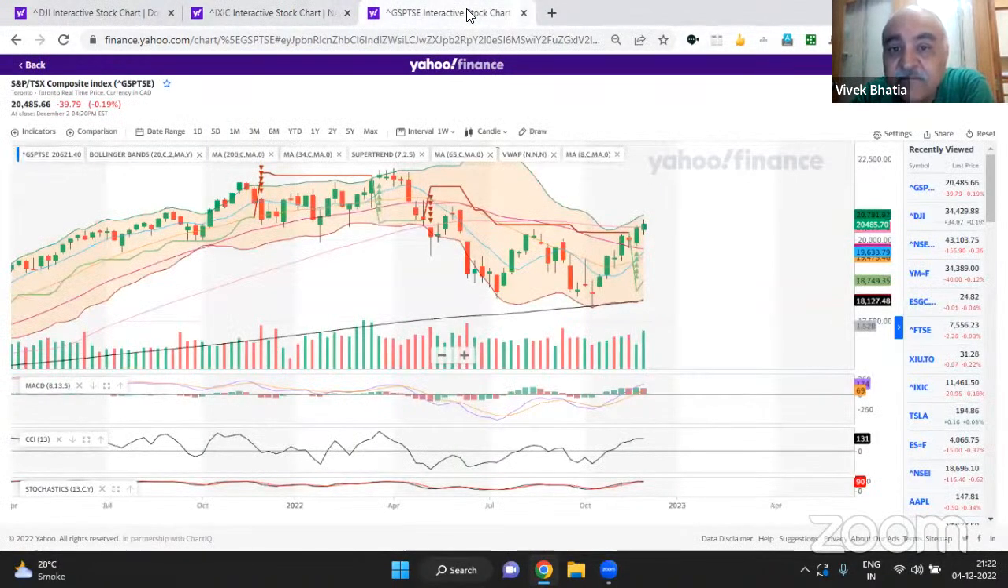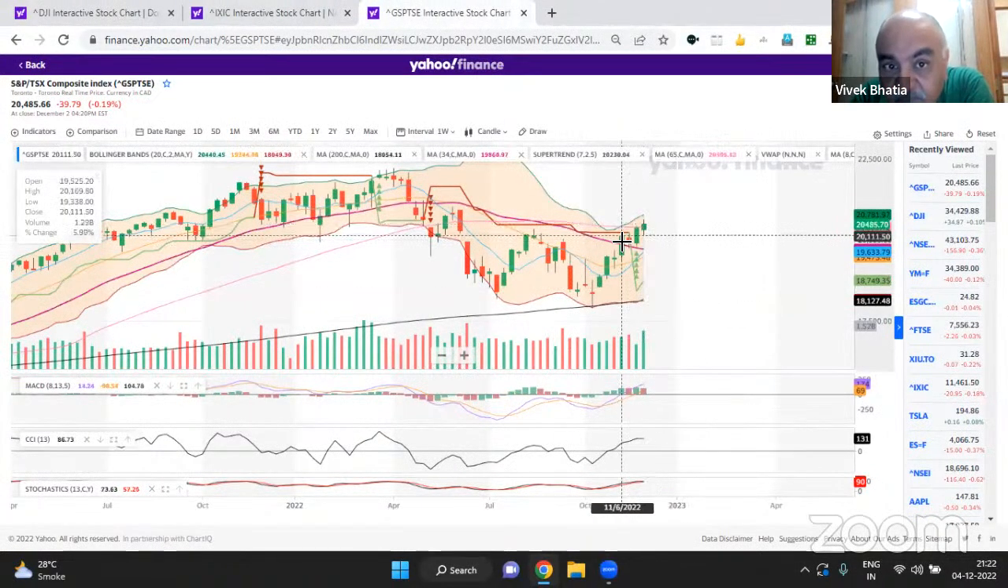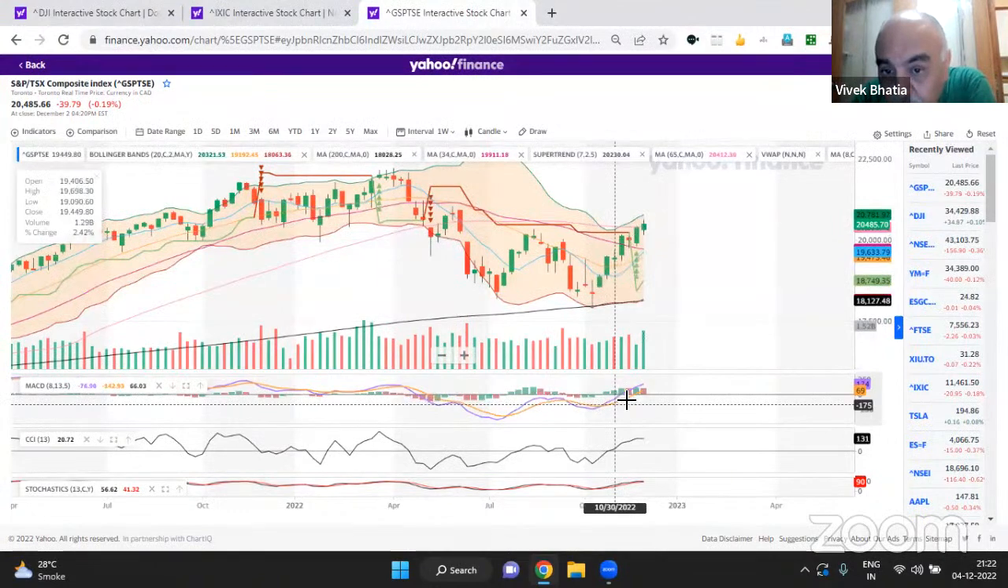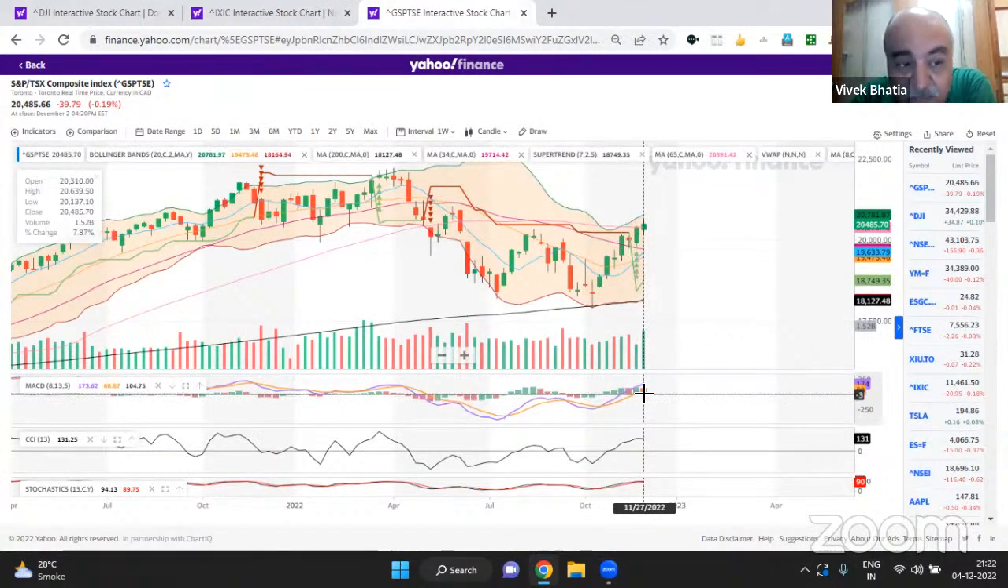Let's look at TSX. Weekly chart has just turned bullish. Crossover happened. Both the MACD line and the signal line are in the histograms. CCI is still climbing 131 and stochastic at 94 and 89, still looking bullish.